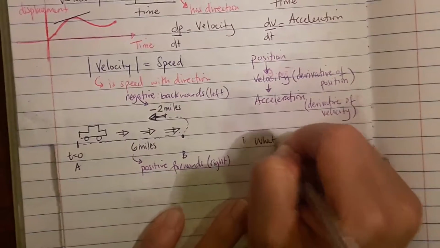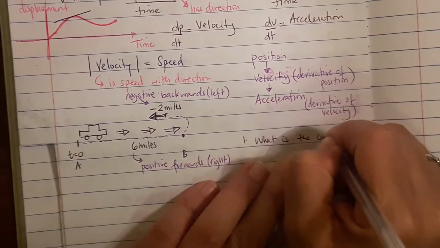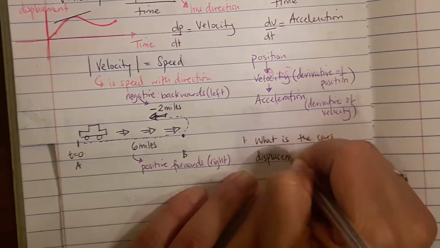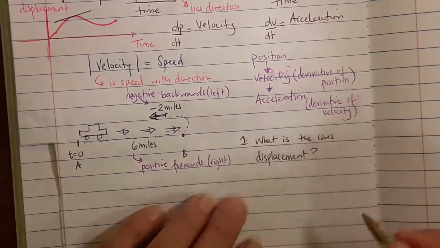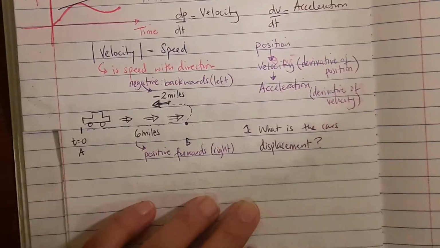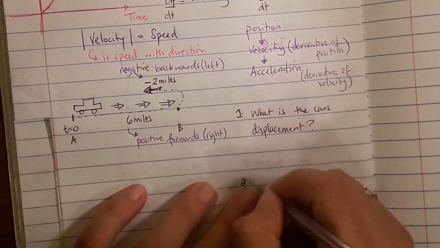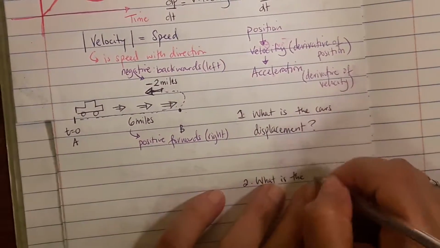Alright, so the two questions I'm going to ask you is, one, what is the car's displacement? Leave a little space to answer that. And the second one, what is the total distance traveled? Leave a little space to answer that. A box around number 2.